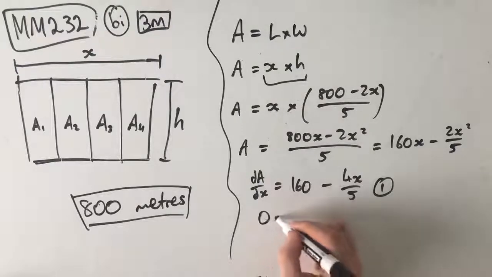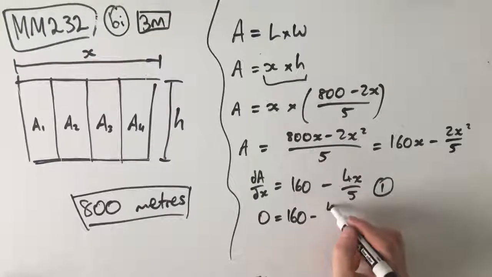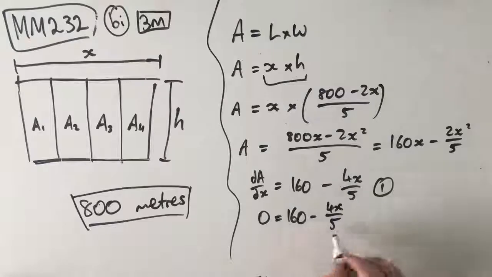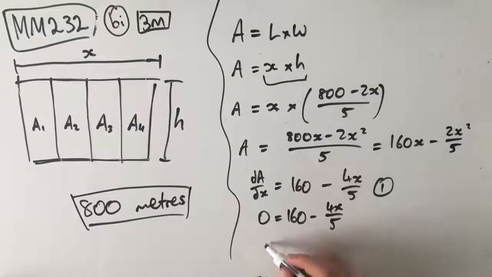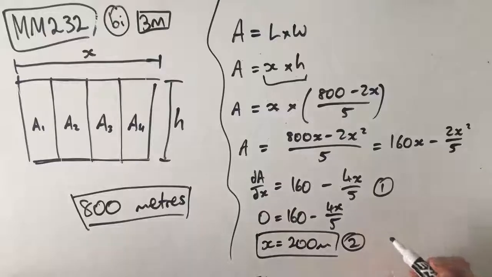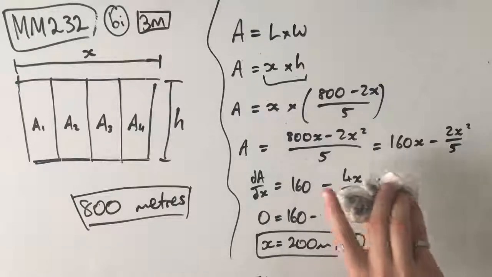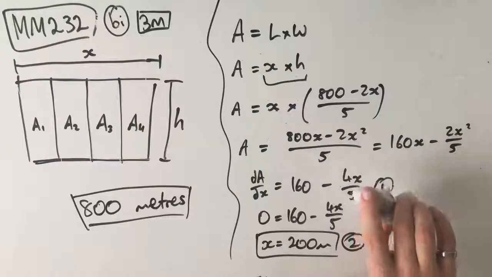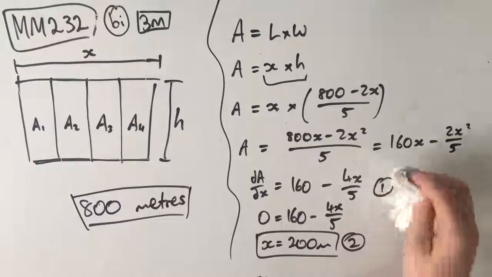Now we know that this has to equal 0, which means 0 = (160 - 4x)/5. Rearranging this, we get x = 200 meters, which is our second mark. You would obviously go into a little bit more detail than that, but this is fine for now. What we've found is the value of x which allows her to segment the paddock such that the total area of each segment is at a maximum.